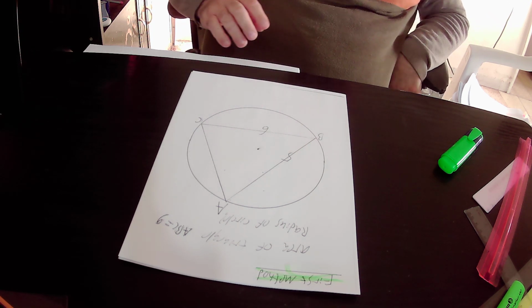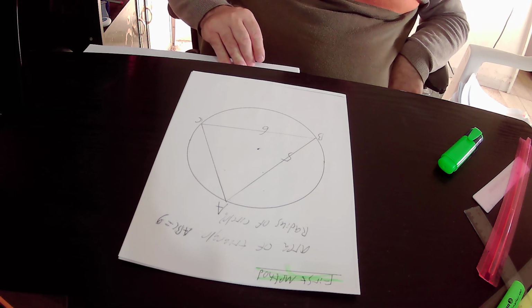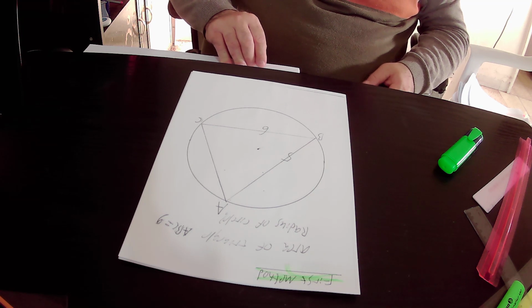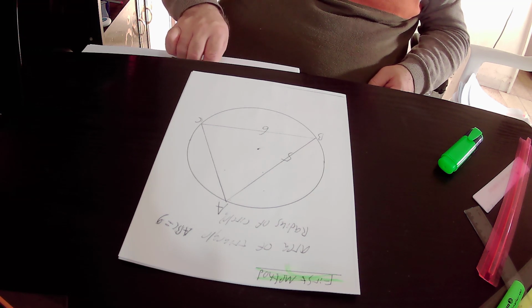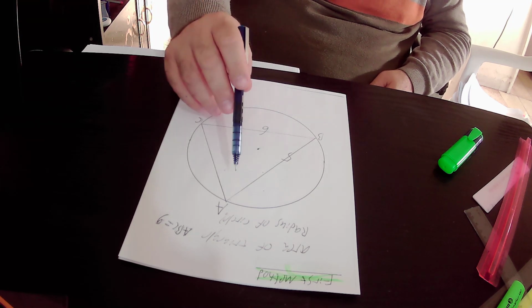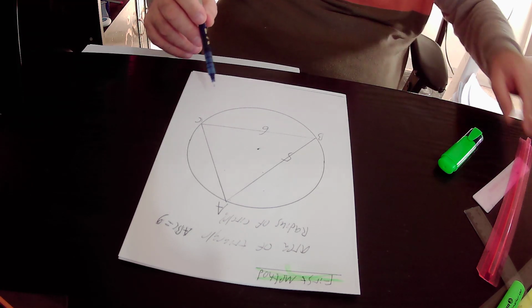So we'll start with the first method. Here we do a construction. From point A, we draw a perpendicular on BC.